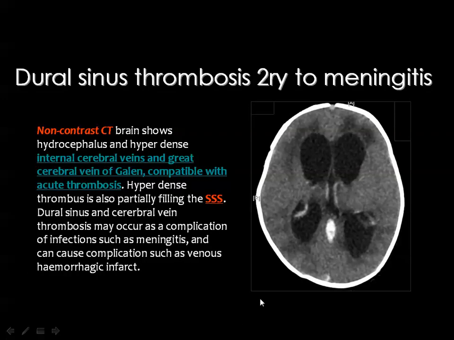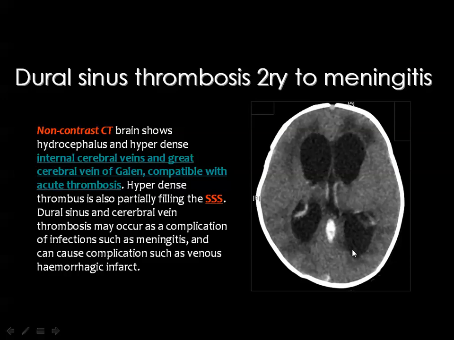As I have said, meningitis may lead to dural sinus thrombosis. Here you can see a non-contrast CT scan. Whenever you see the vessels on the non-contrast CT scan, you know that this is acute thrombus, exactly similar to hemorrhage. When the blood stops flowing inside the vessels, it will show similar density. This is the region of the vein of Galen, which is also thrombosed, and this is the region of the internal cerebral veins, which are thrombosed.